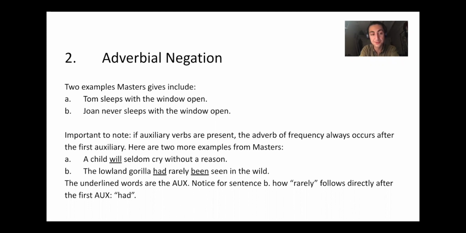Here's two more examples. A child will seldom cry without a reason. Underlined words are the auxiliary verbs. The second example, the lowland gorilla had rarely been seen in the wild. Now, without the adverbial negation, it would be the lowland gorilla had been seen in the wild. Two auxiliaries next to each other before the main verb. That is not uncommon. When plugging in rarely, you want to put it after the first auxiliary.